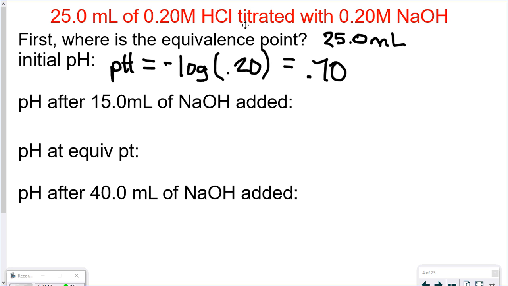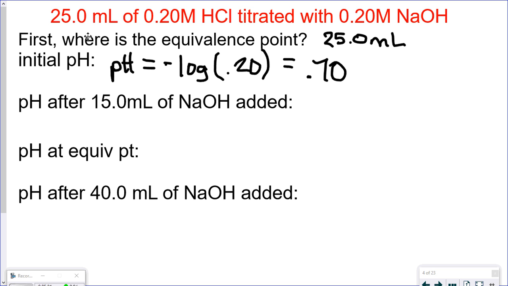Then it wants to know the pH after 15 milliliters of sodium hydroxide is added. So this is going to be before our equivalence point. But we need to figure out how much has been neutralized. So what we tend to do is look at moles of acid versus moles of base and figure out how much is left. You can actually also set this up as an ice table if needed. That way you can look at how many moles have actually canceled.